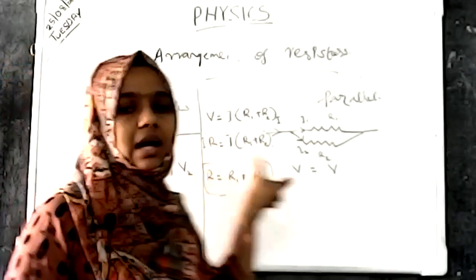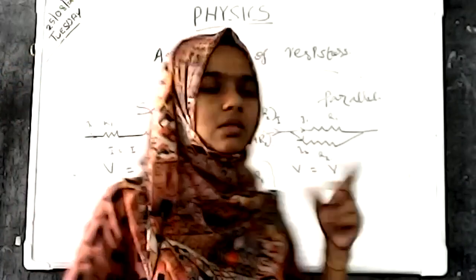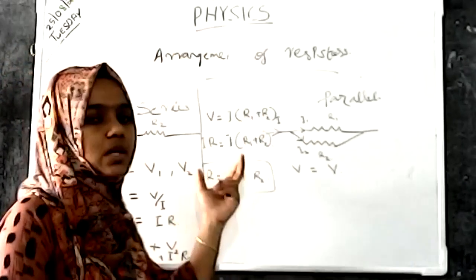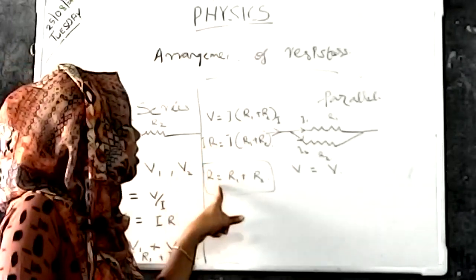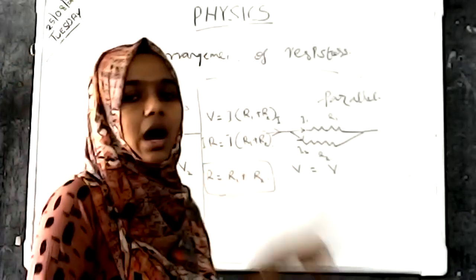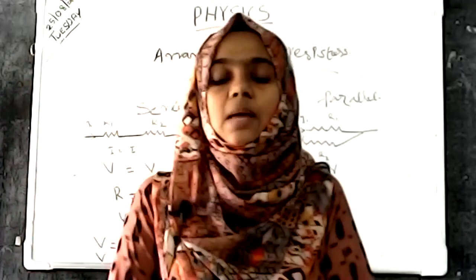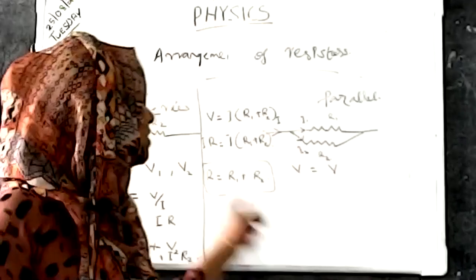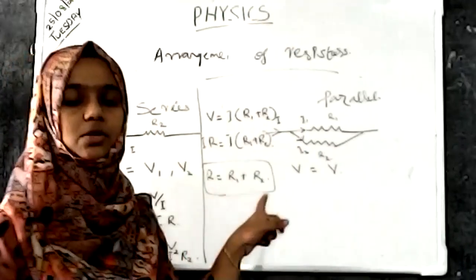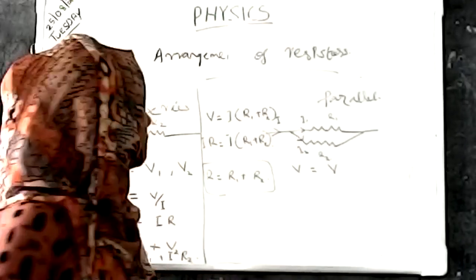And from here I is cancelling, because I is common on both sides of the equation, and finally we get R is equal to R1 plus R2. So this is the effective resistance, that is, R is equal to R1 plus R2.